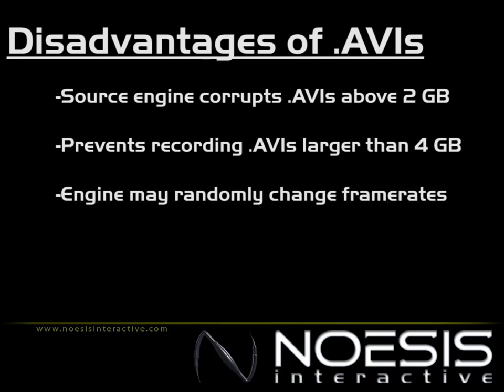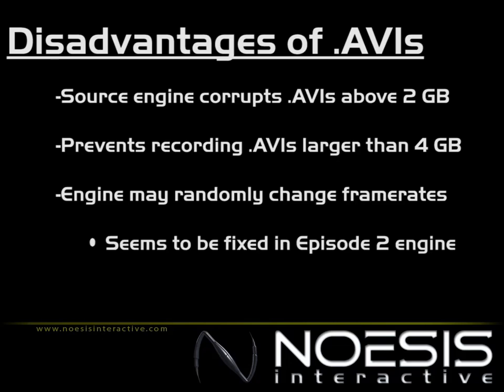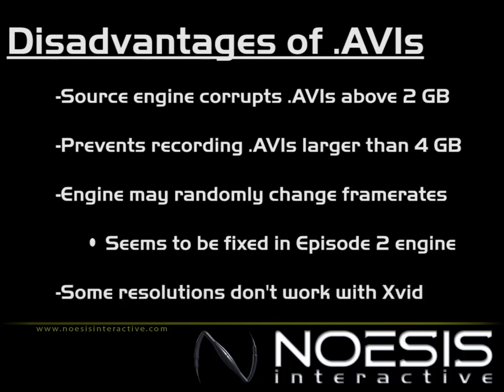Another disadvantage is that for this version of the Source engine and older, the engine will change your frame rate to something other than it's supposed to be. Now it still records at the frame rate you want, just that you have to adjust the final setting for the AVI. It's not a big deal, just an extra step. This bug does seem to be fixed using the Episode 2 engine, however, but for Episode 1 it still needs to be corrected manually.